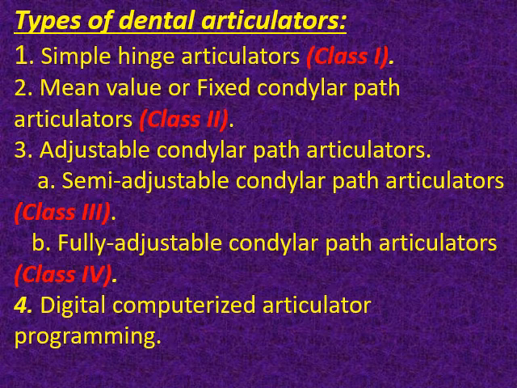Types of dental articulator. Class 1 articulators are simple hinge articulators, while Class 2 are mean value, or as the name says, fixed condylar path articulators. On the other hand, adjustable condylar path articulators include Class 3 semi-adjustable condylar path articulators and Class 4 fully adjustable condylar path articulators. Later on, after the development of the dental articulator, digital computerized articulator programming was established.